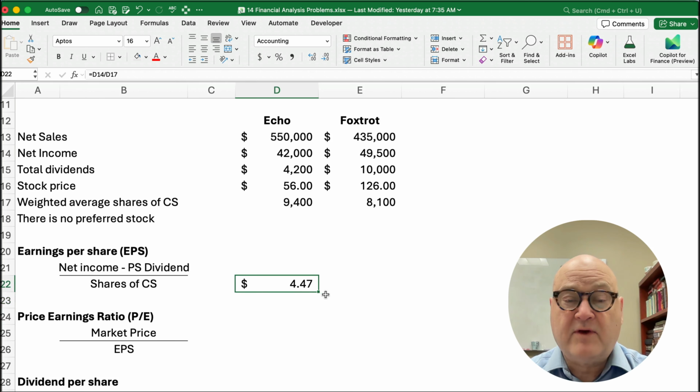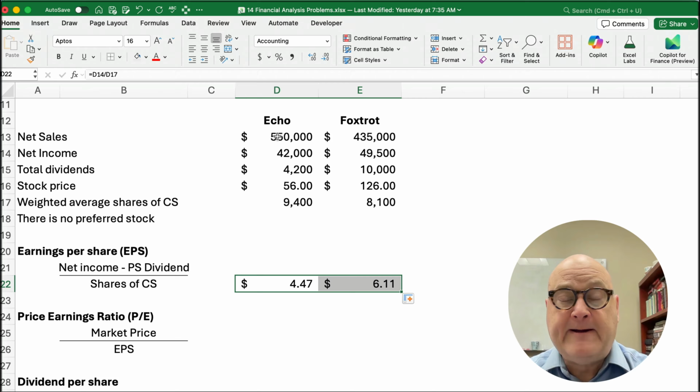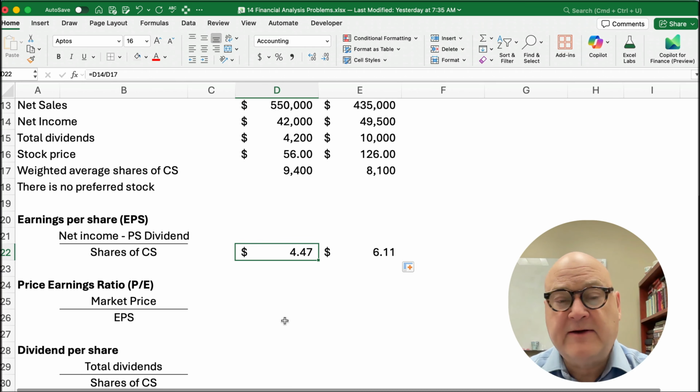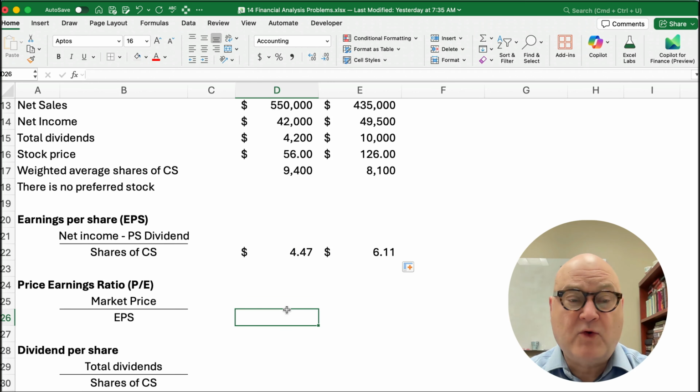What is it for the Foxtrot company? It's $6.11. Now, we can't compare those directly. You can't say this one is better. But what you can do is compare to last year. Let's say Echo was $4.20 last year. Well, $4.47 looks better, and is better, than $4.20.